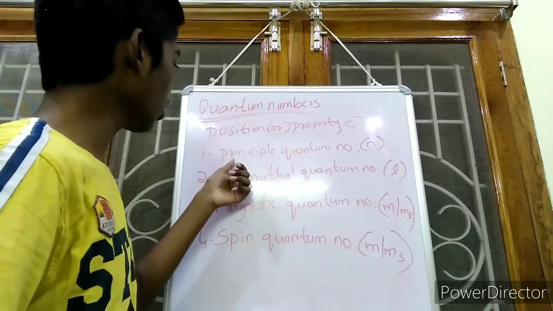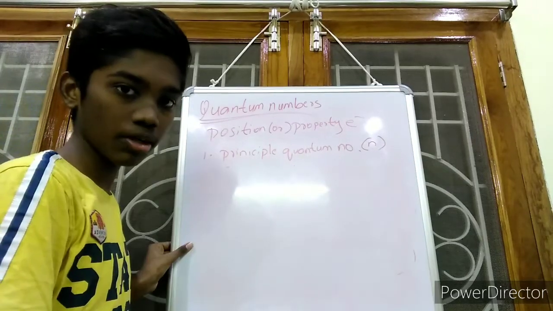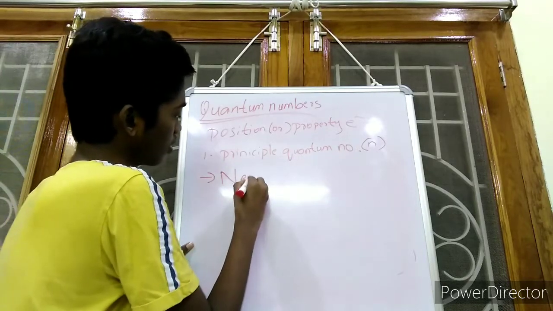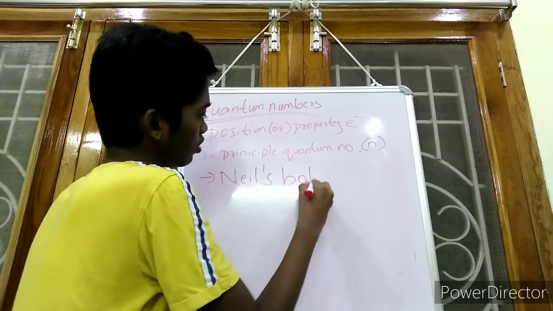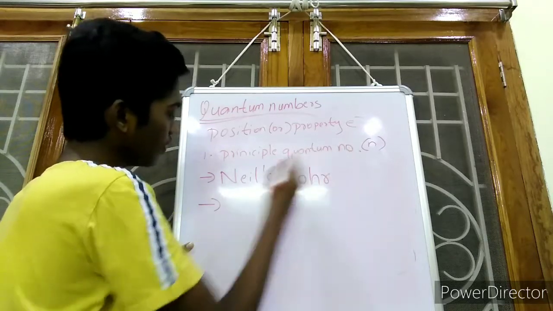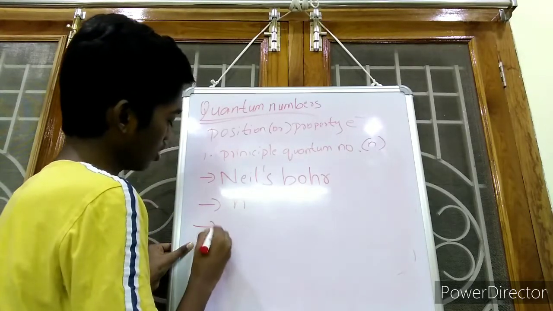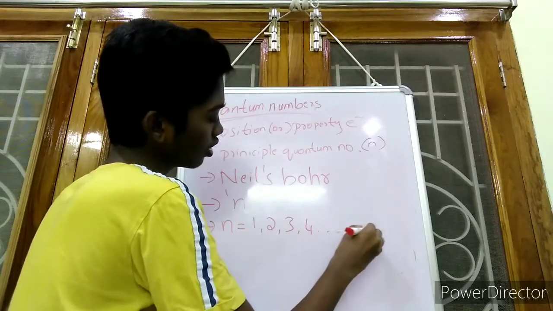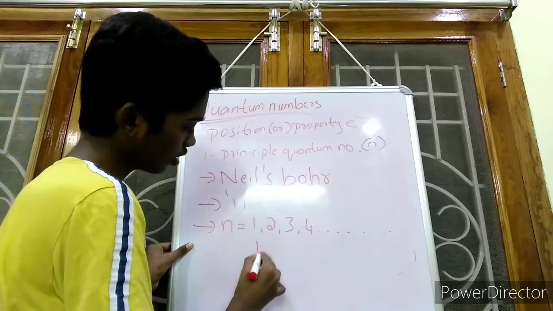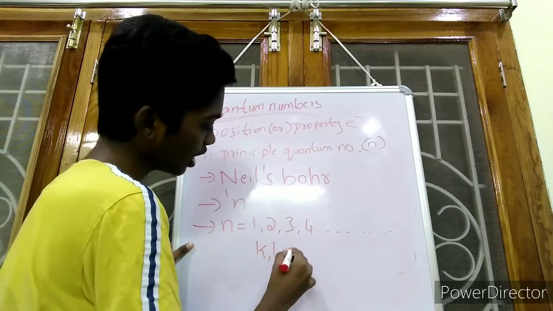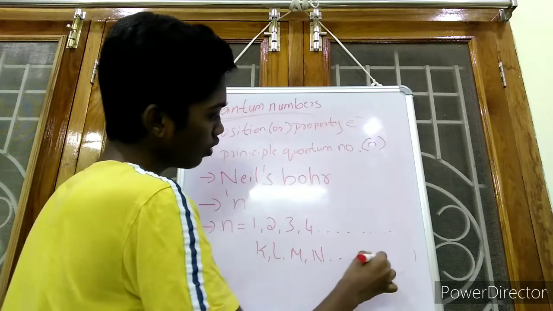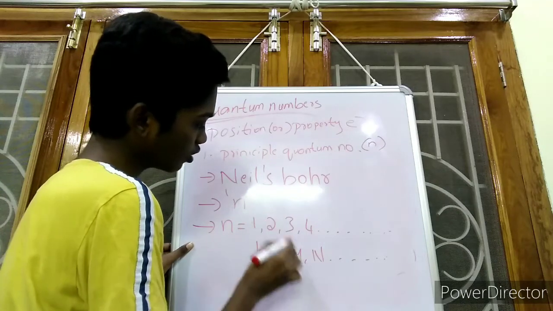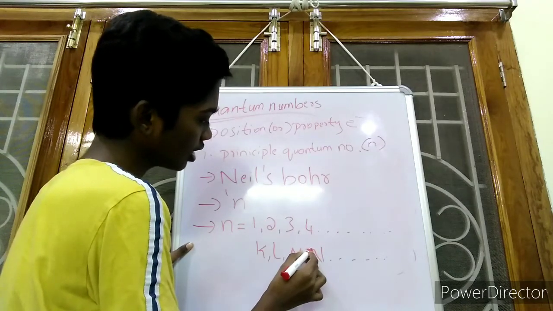Now we will look at the principal quantum number. The principal quantum number was proposed by Niels Bohr. It is denoted by n. n equals 1, 2, 3, 4 and so on. Here the shells in an atom, K, L, M, N and so on, are given by: K is given by number 1, L is given by number 2, M is given by number 3 and N is given by number 4.